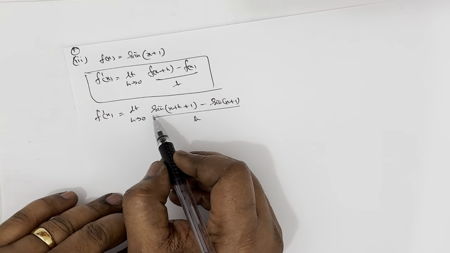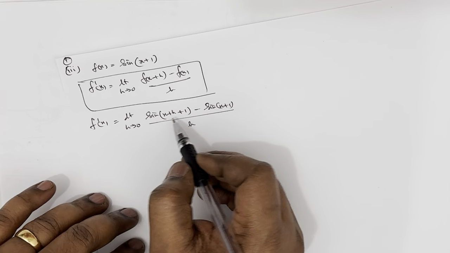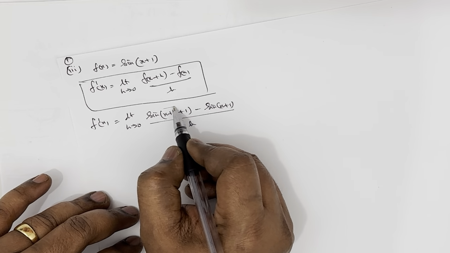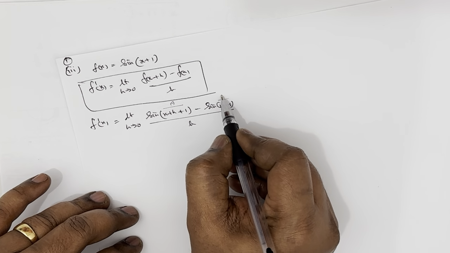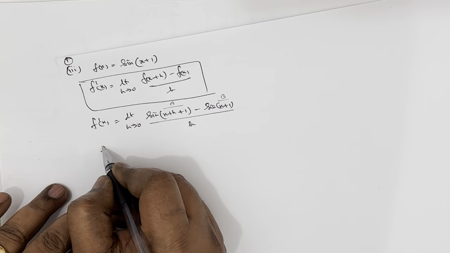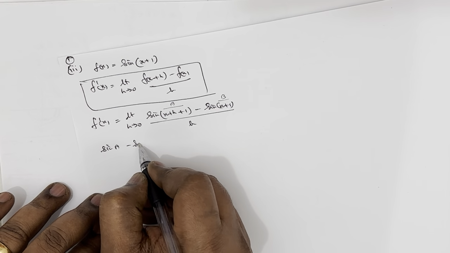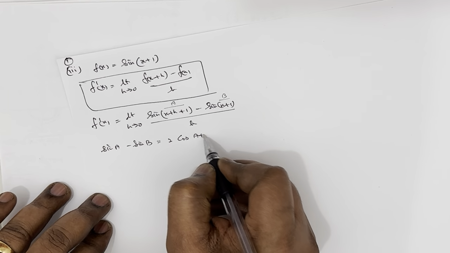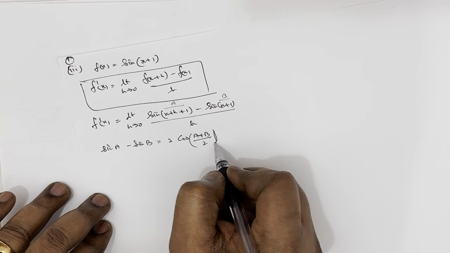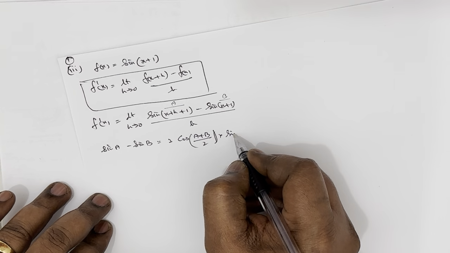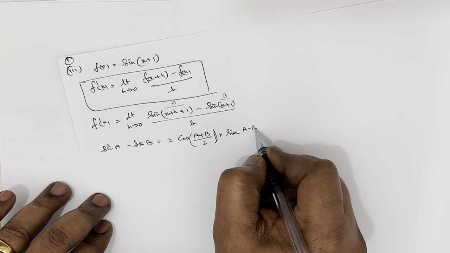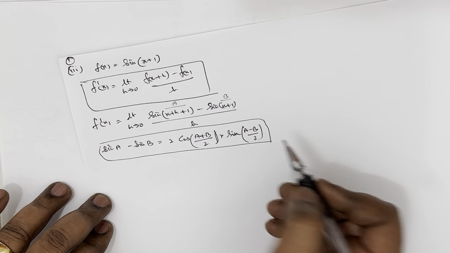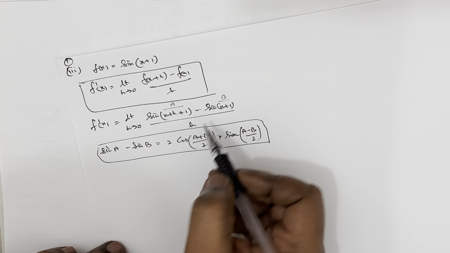Now if you see, this resembles a trigonometric formula, that is sine a minus sine b. Now if you consider this to be a and this to be b, then sine a minus sine b is equal to 2 cos a plus b upon 2 multiplied by sine a minus b upon 2. Okay, this is the formula. So let's expand this in this way.